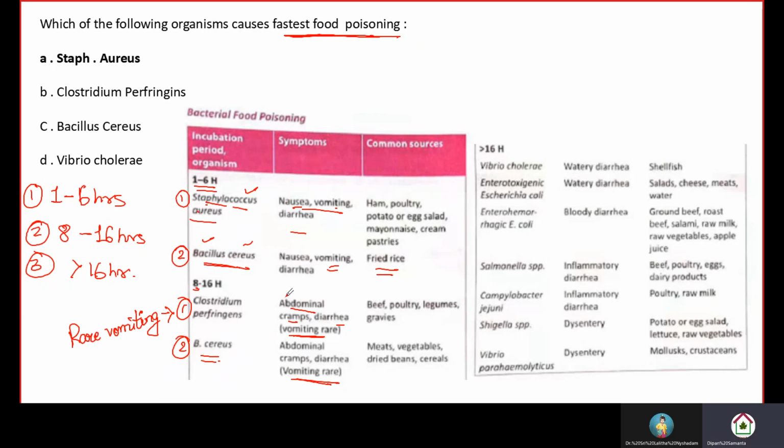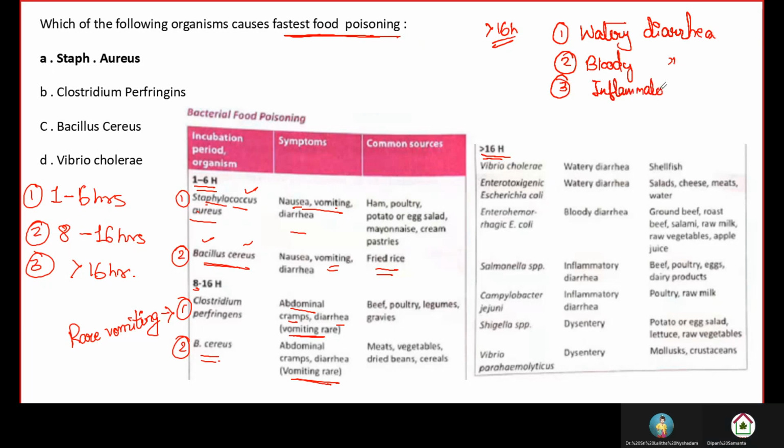So these symptoms are very important. Case studies can come. Now more than 16 hours. First thing is watery diarrhea. If it is more than 16, you need to know some classification again. Watery diarrhea can occur. Number 2, bloody diarrhea can occur. Number 3, inflammatory diarrhea can occur. Number 4, dysentery.